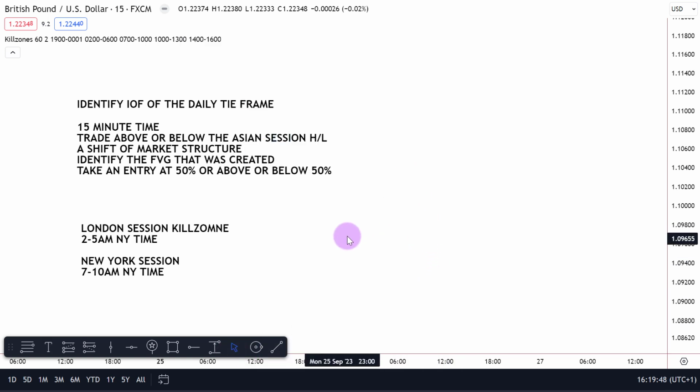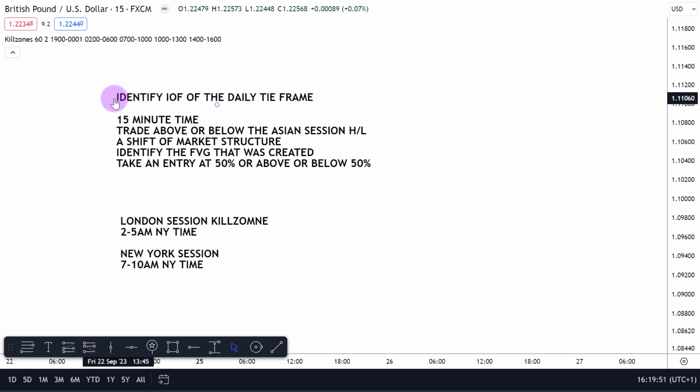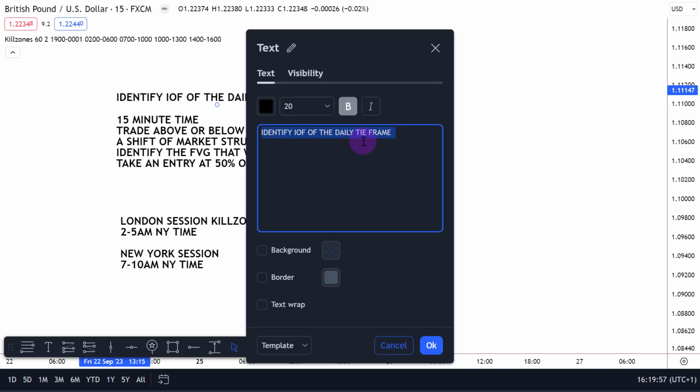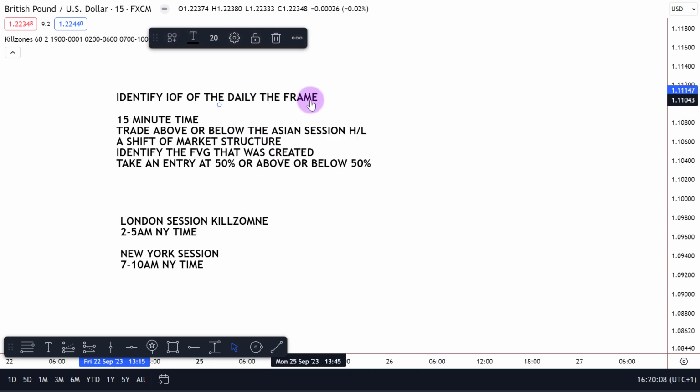All right, guys. So the first criteria we are looking for is institutional order flow of the daily time frame. We need to know what's going to happen on the daily time frame. We need to see the market structure of the daily time frame. Is price forming higher highs, higher lows, or are we forming lower lows, lower highs on the daily time frame? Are we in a current retracement or are we in a current expansion on the daily time frame? We need to identify the draw on liquidity on the daily time frame. I'm going to do it step by step so you see it.